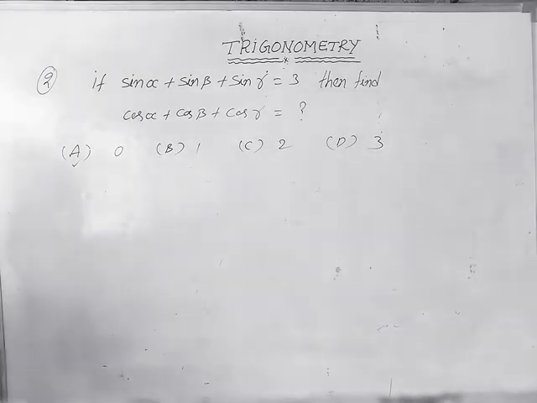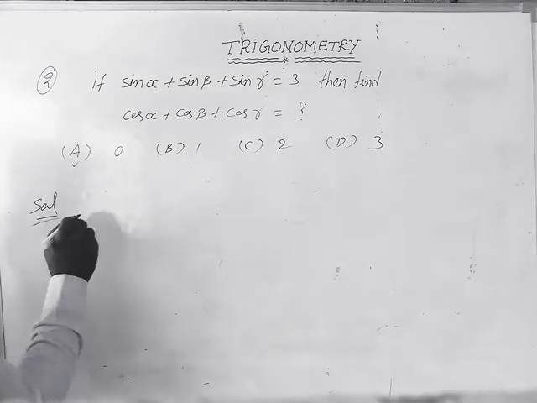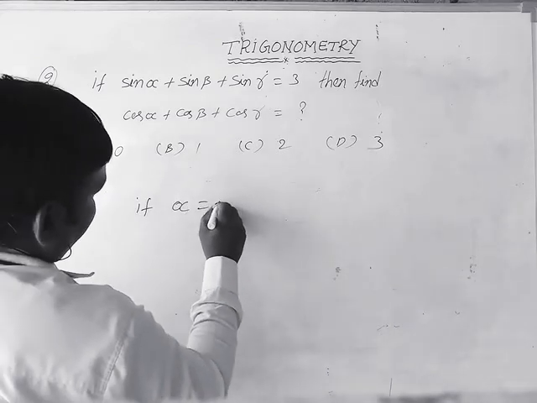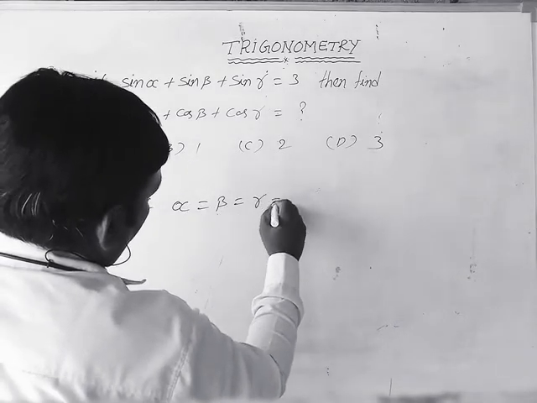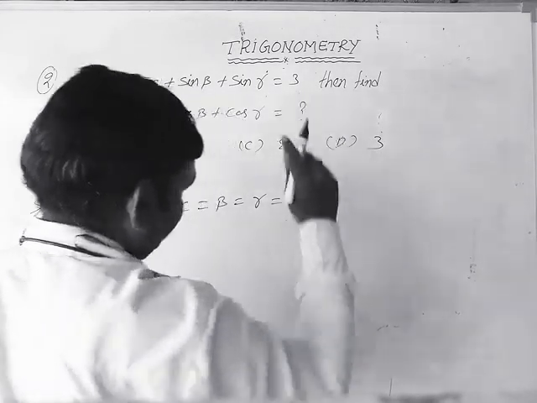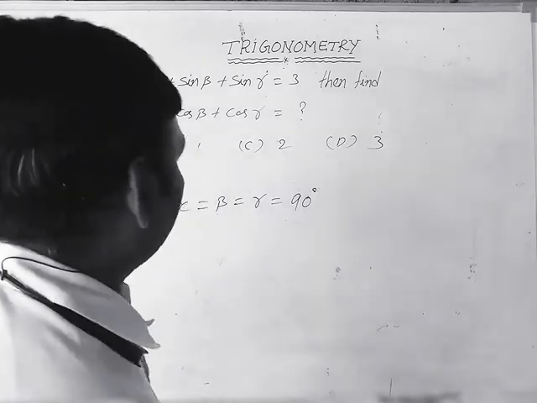So how can we find the answer? Simple. If alpha is equal to beta is equal to gamma is equal to 90 degrees. This is a logical technique to find the answer of the given problem.